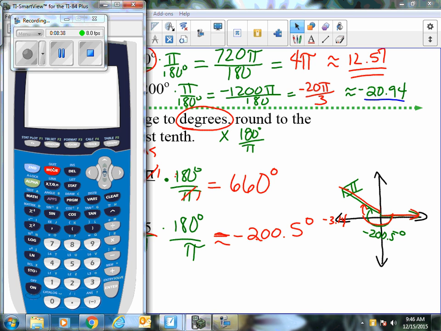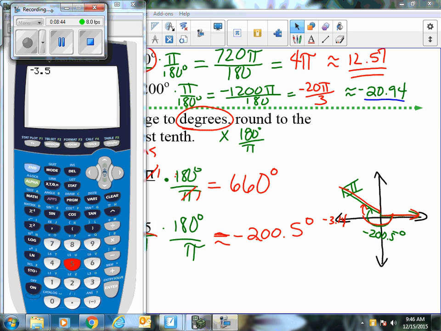Here's what we're going to tell the calculator to do. We're going to do our negative 3.5. That's the angle measurement. But here's the deal. If you just press enter right now, you haven't told the calculator that this is a radian measure, so it would just say negative 3.5 right back at you. Like, what do you want me to do? What you have to do is tell the calculator, hey, this is radians. I want you to convert it to degrees.